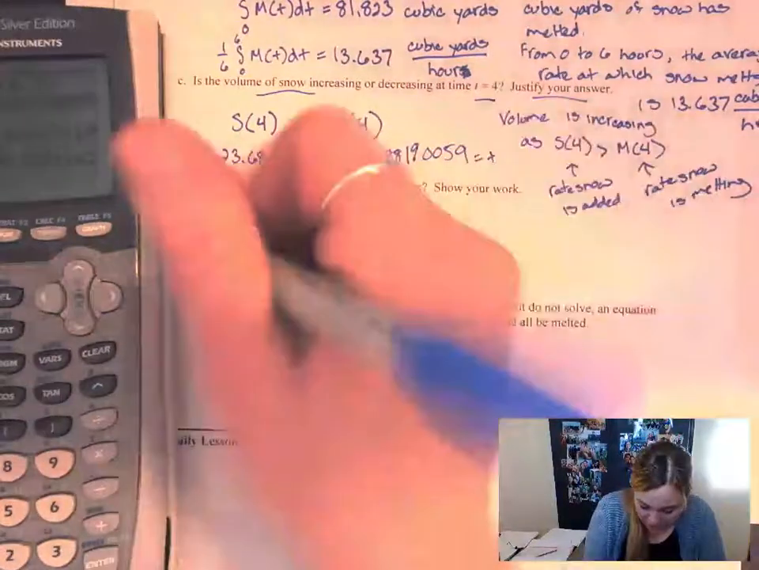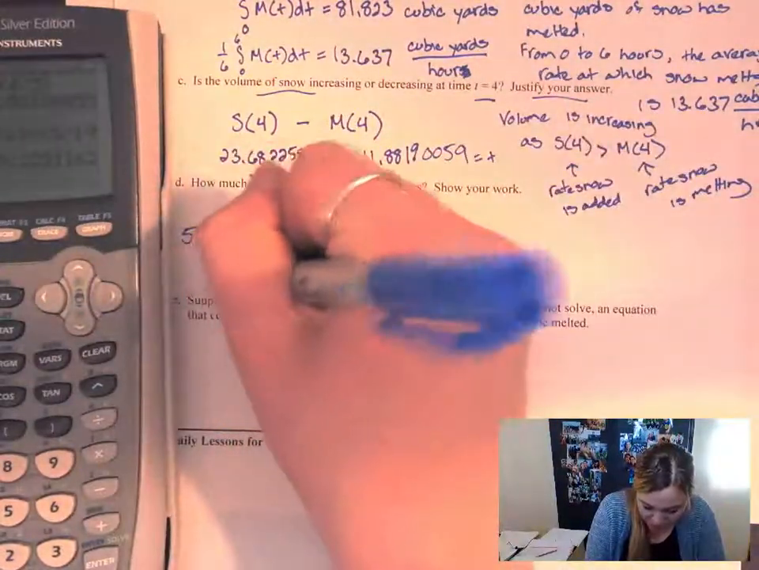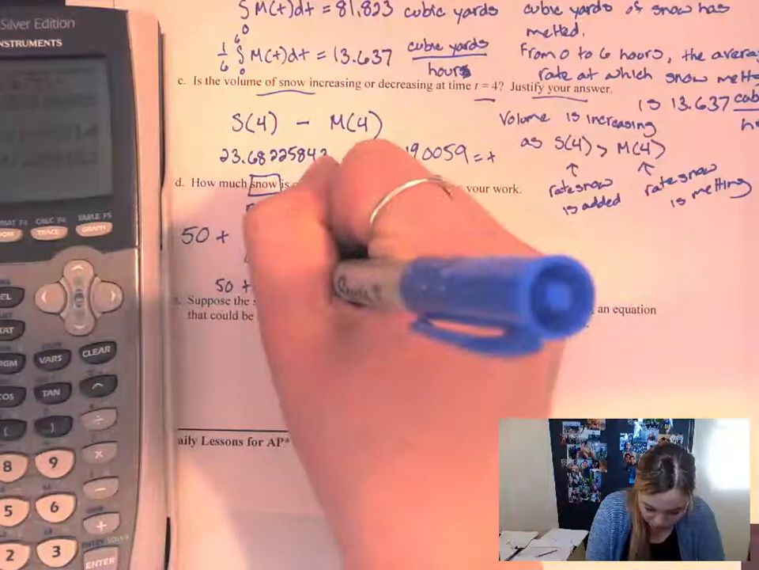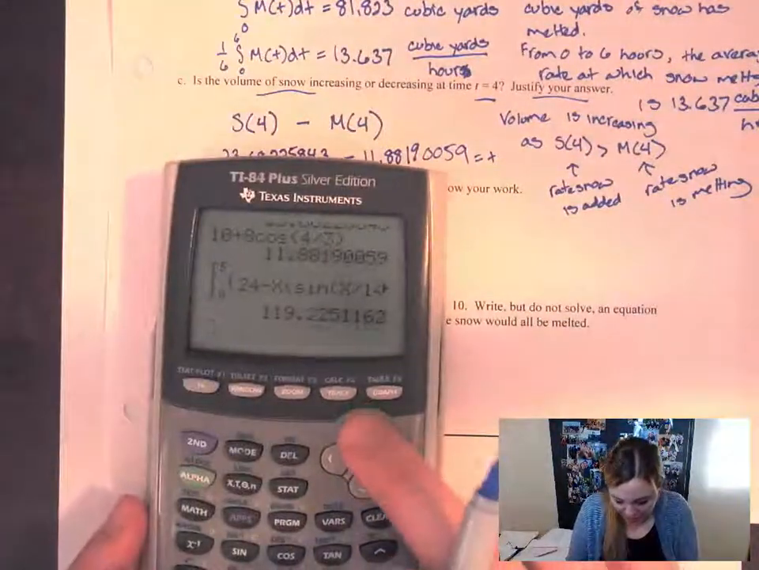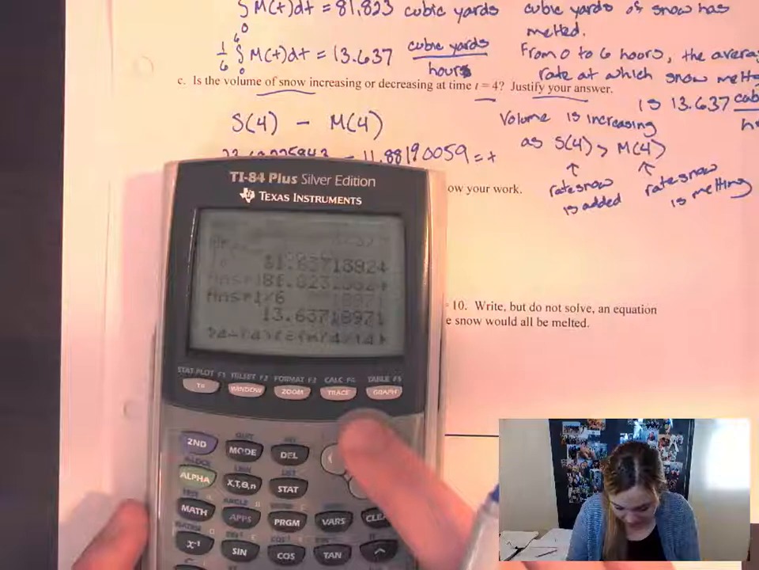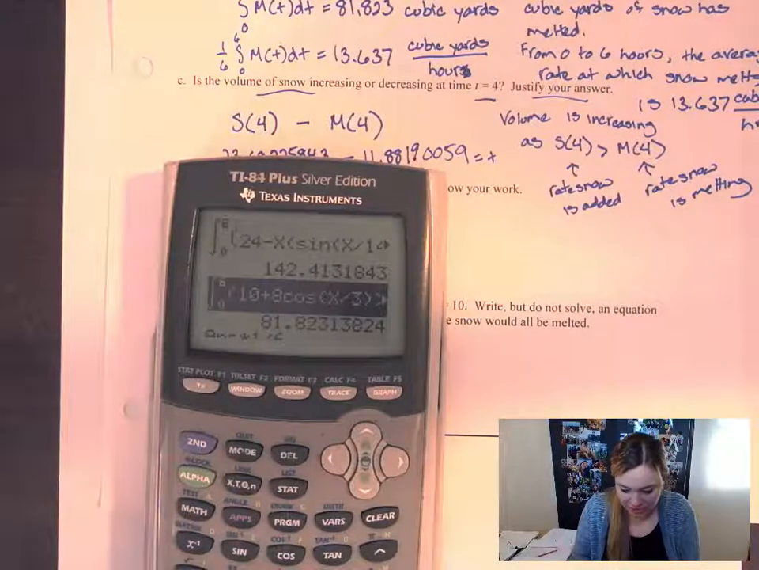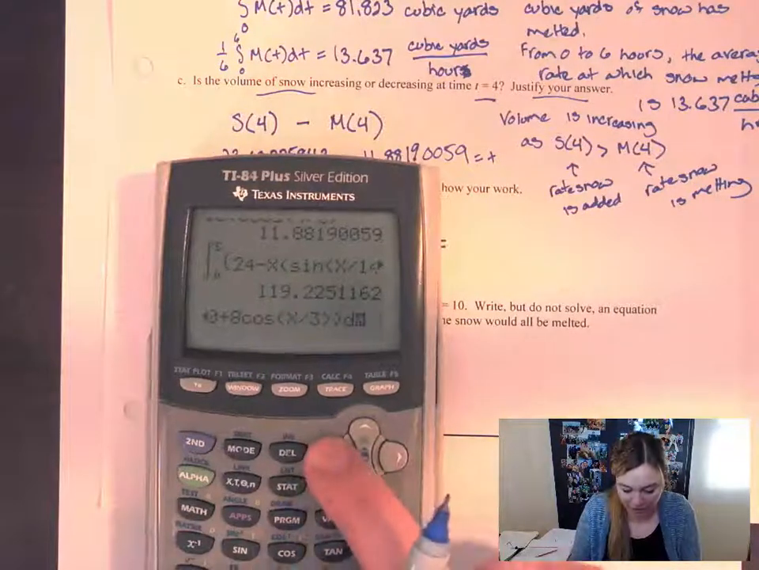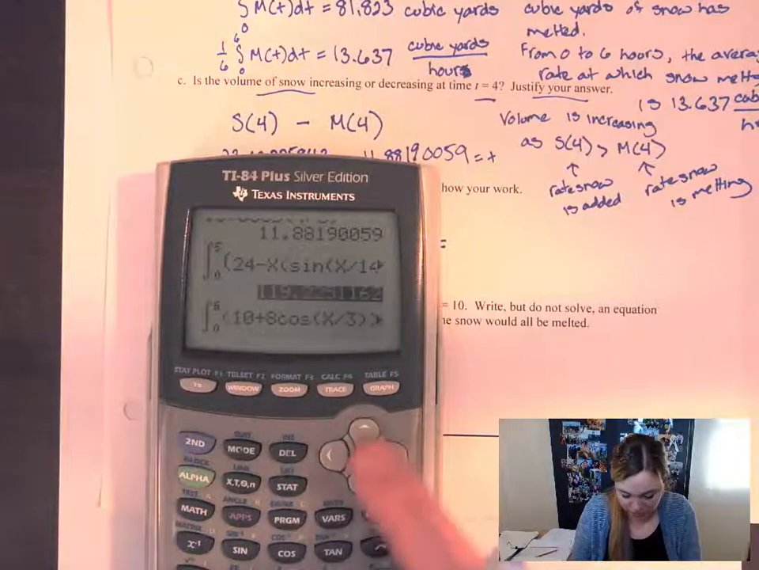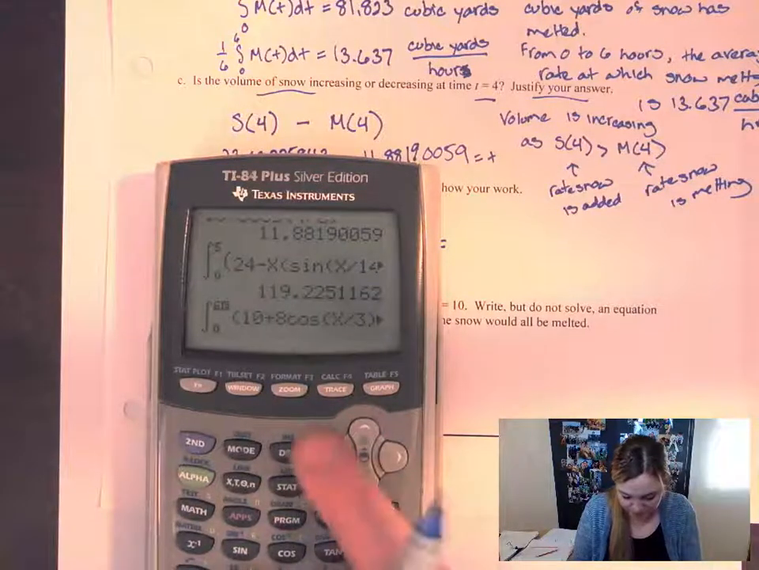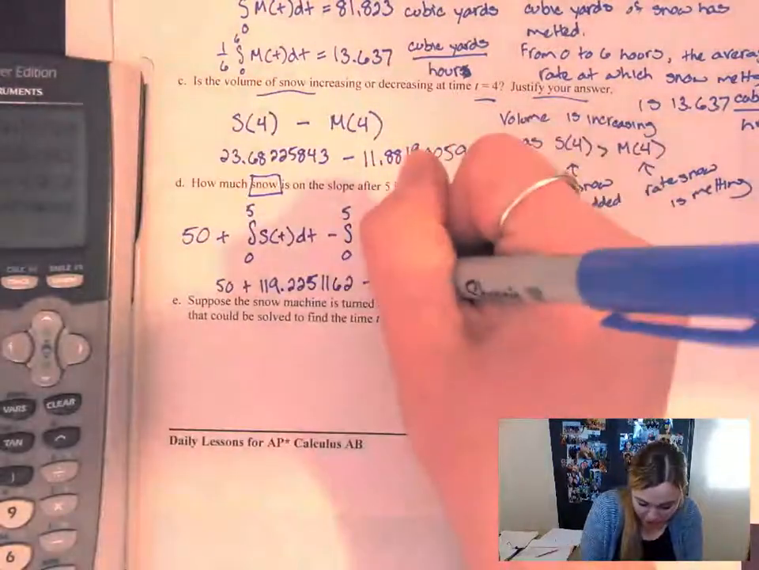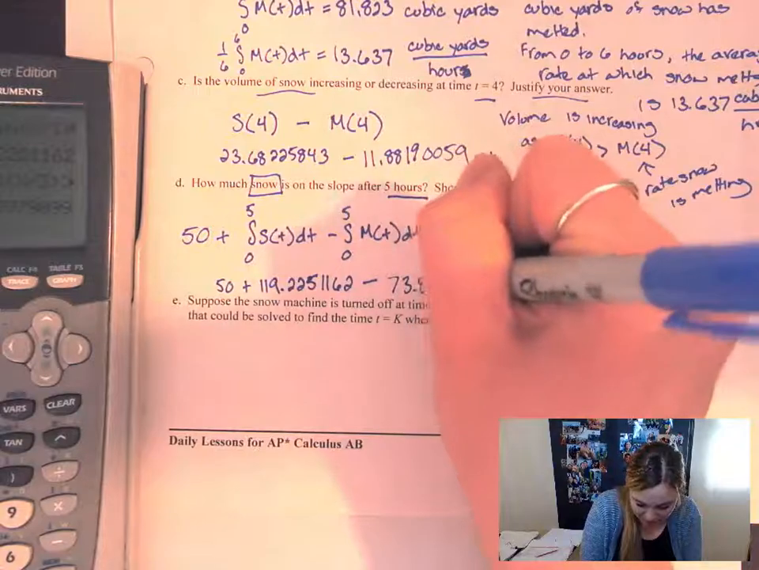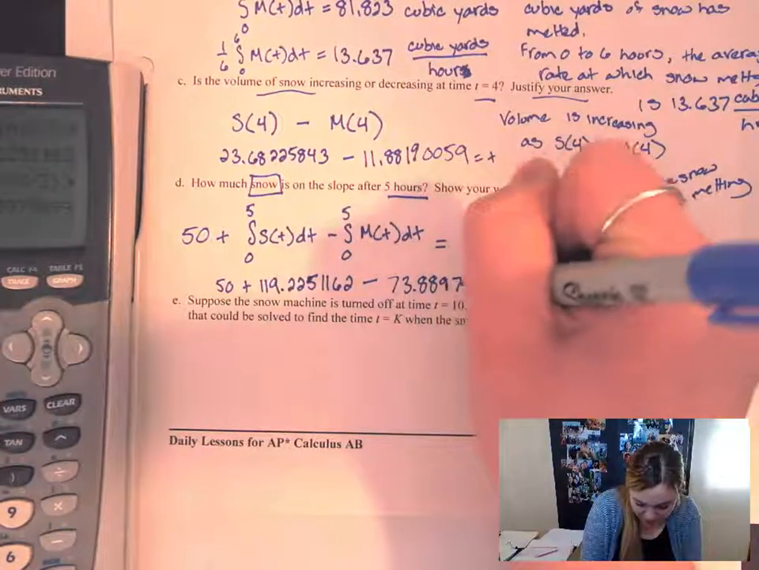And I get 50 plus 119.2251162 minus, and I think I already did M of T. Remember that was the one with 10. There we go. I'm going to do this. But this time I'm only going to go from 0 to 5. And I get 73.889799099.